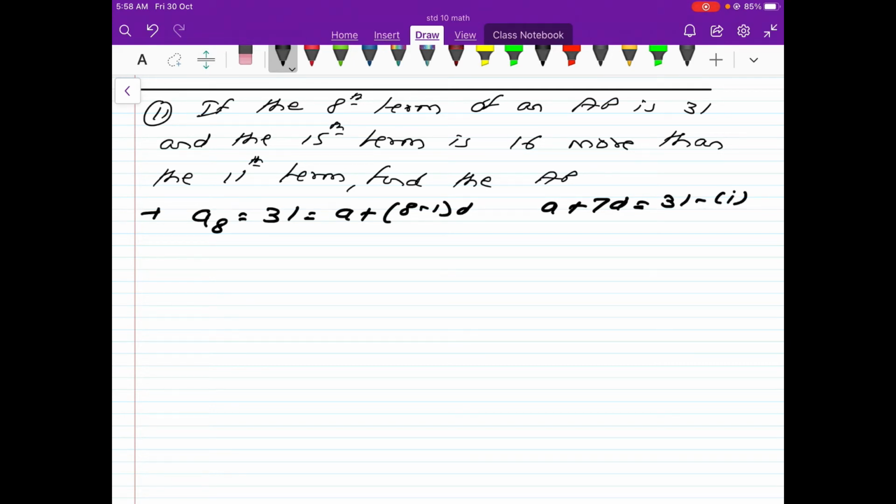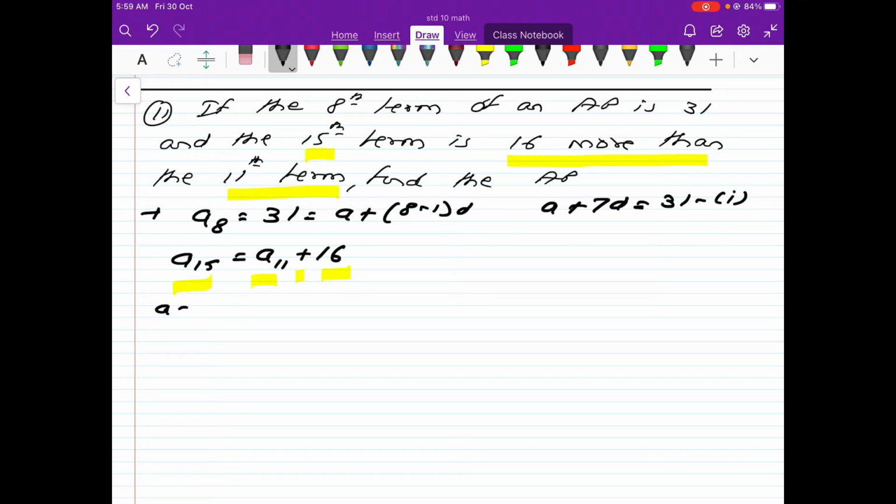Now I want the 15th term is 16 more than the 11th term. So how do I write this? I will write it in this way. A15 is equal to, the 11th term is A11, 16 more than that. So please see very carefully, the 15th term, A15, is 16 more than the 11th term, A11. So it is all written in this. Now we will expand this. So what does A15 mean?